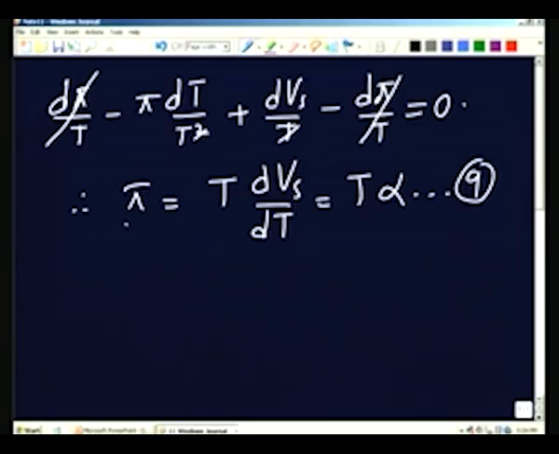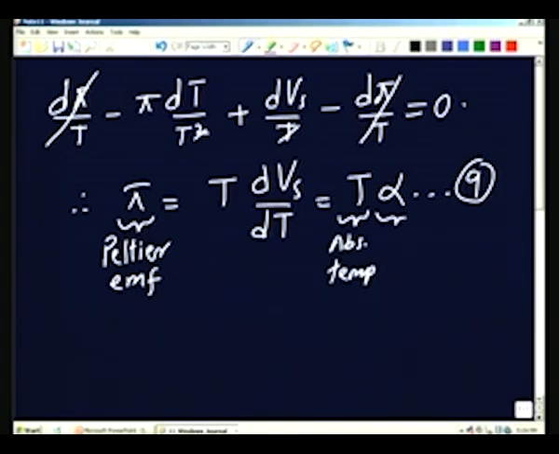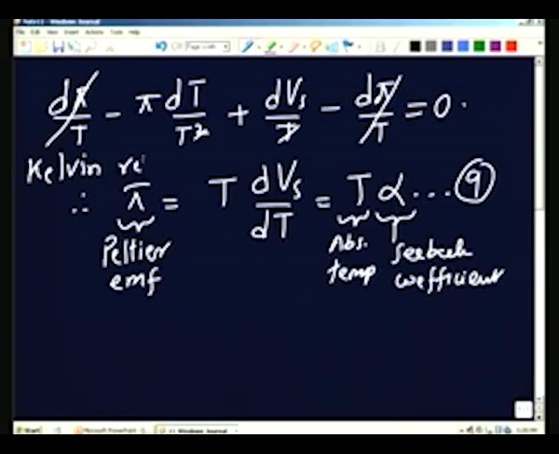That means that the Peltier coefficient or Peltier EMF is the product of the absolute temperature multiplied by the Seebeck coefficient. This is called Kelvin relation number 1. These are derived by Kelvin, and therefore, the name has come.